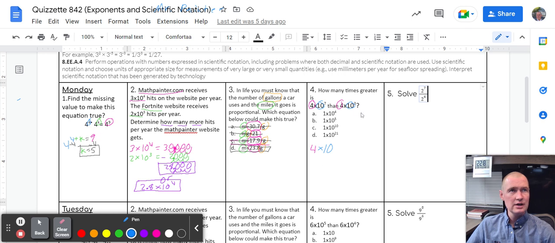Then to easily figure out the last part, let's go ahead and bring down our 7. And the rule here is, because how many times greater, we want to subtract. So we're going to use subtract. And what's left? Yeah, that's right, the 3. So subtract 3. So then we have 7 minus 3 is equal to 4. So we're looking for an exponent of 4. So what we have here is 4 times 10 to the 4th power.